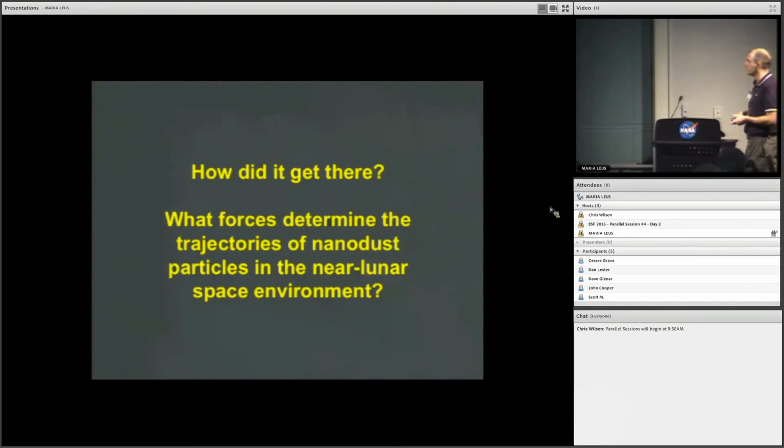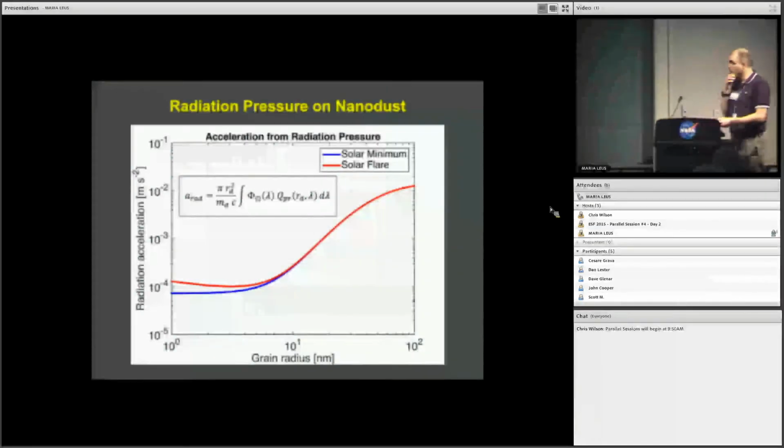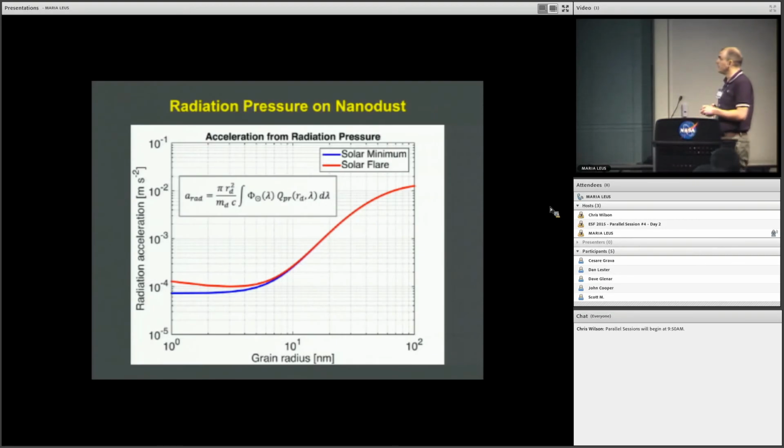Okay, so then we address how did it get there, and think about the forces acting on nanodust and how that might affect the trajectories. One candidate is radiation pressure on nanodust. We're looking at nanodust between about 1 nanometer and 100 nanometers here. And this is quite a complicated thing to calculate. You need to know the solar spectrum and the scattering and absorption properties of the dust.